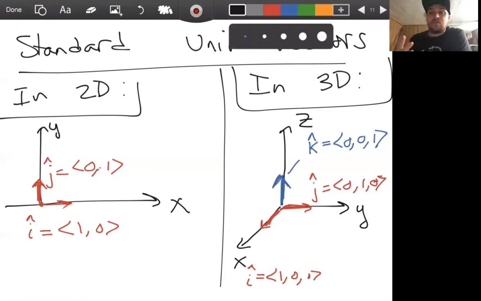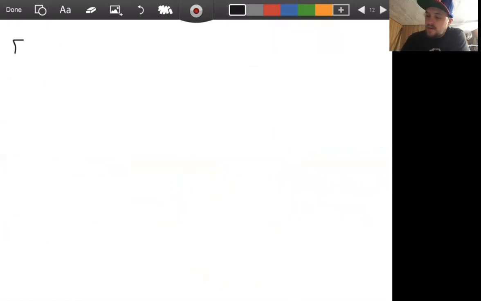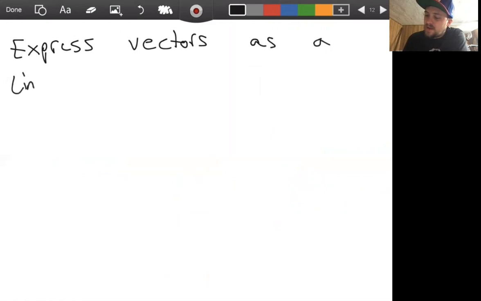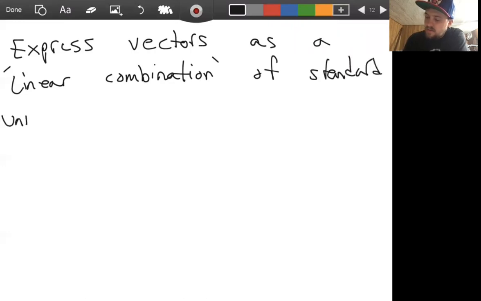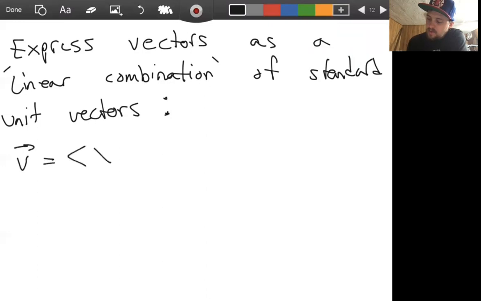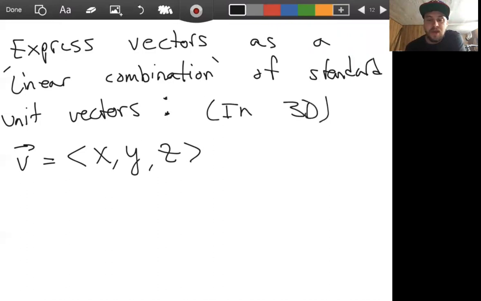And we can express any vector in terms of these standard unit vectors, which is why they're so important. So we can express vectors as what's called a linear combination of standard unit vectors. Okay, let's see how we can do this. Let's take a vector v, which is x, y, z. Let's do this in 3D because we want to gear up to handling stuff in a three-dimensional setting. This is applicable in 2 dimensions and 4 and 5 and etc. But let's express a vector as a linear combination of standard unit vectors, right?